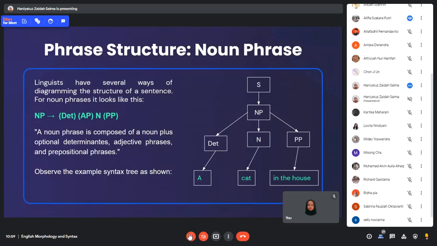So this is an example sentence: a cat in the house. And the classification is, first is S, which is sentence, and then NP, noun phrase. Terus diklasifikasiin lagi menjadi 3. Ini yang satunya determiner. Determiner itu A, and then noun is cat, and then prepositional phrase is in the house. Next slide.